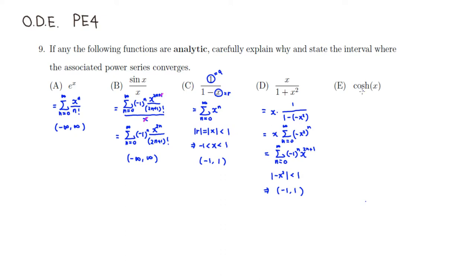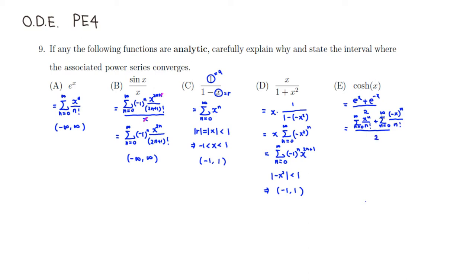All right, then hyperbolic cosine is defined as e to the x plus e to the negative x over 2. So we have the power series for e to the x, which is a summation, n goes from 0 to infinity, x to the n over n factorial, plus a summation, n goes from 0 to infinity, where instead of x, we put negative x to the n over n factorial, all over 2.